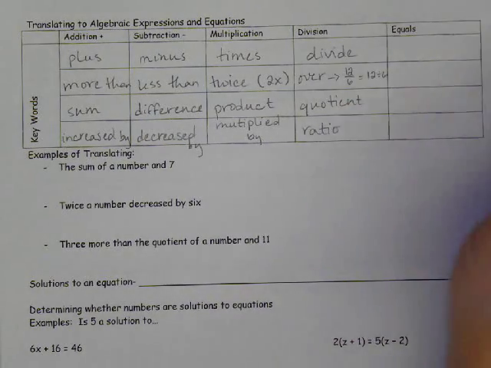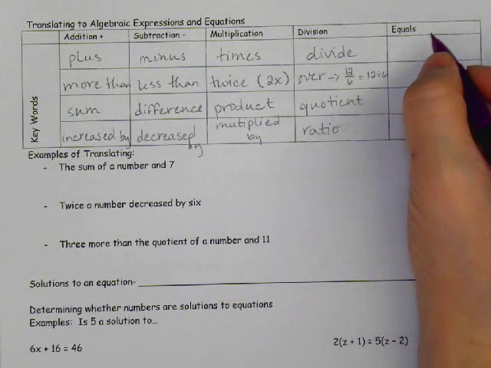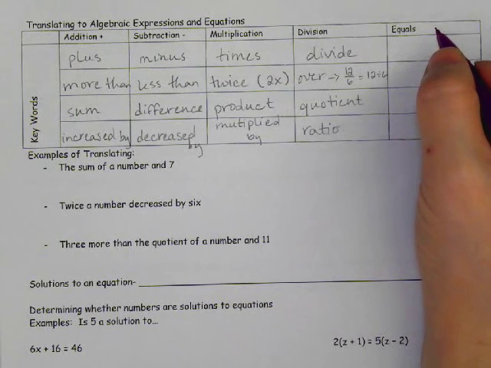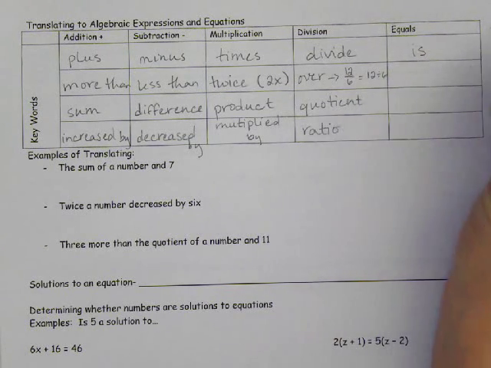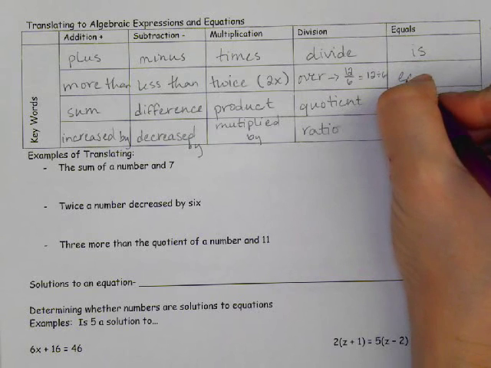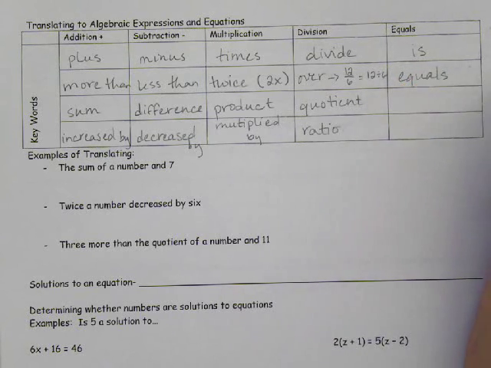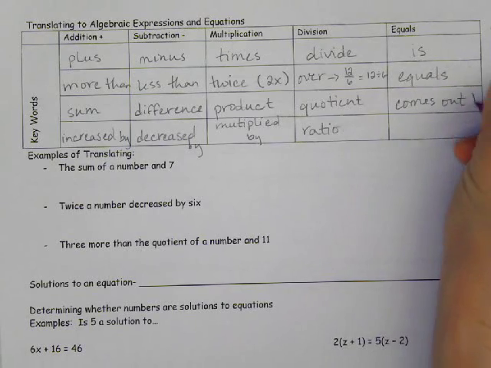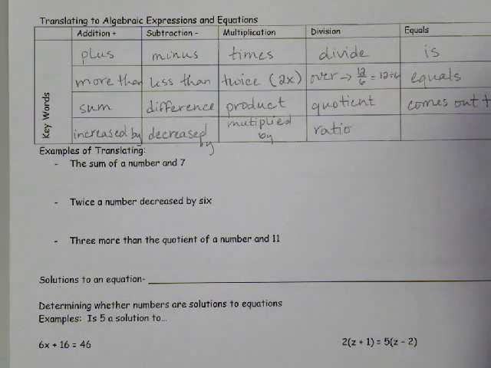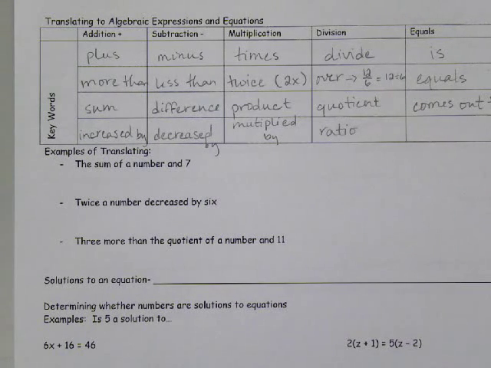So the other one is equals, and that's just simply if you see something that's indicating that you have an equation, you might see the word is, equals, comes out to. Is is a big one. Is the one that usually indicates the equal sign. I can't remember anything else at this very moment, so that's about it.